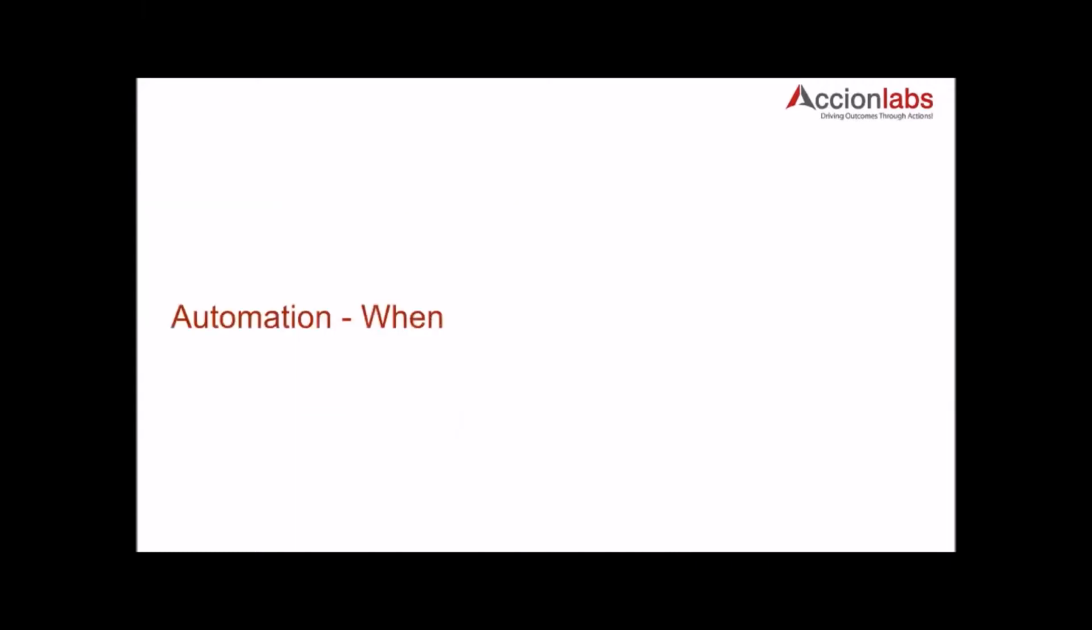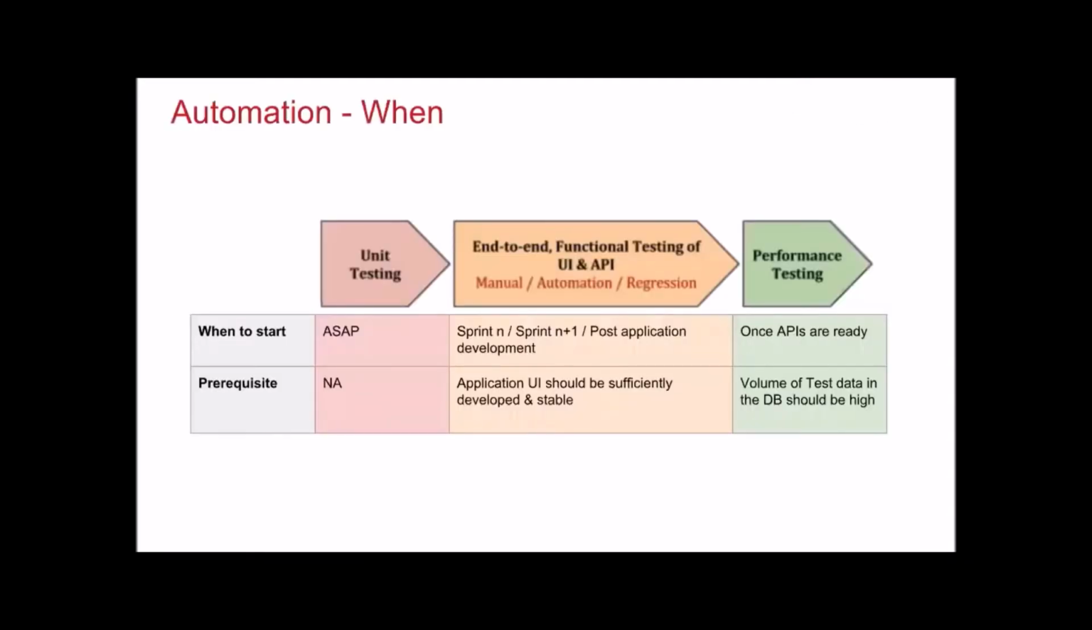Okay, so next comes the when aspect. When do we really automate? Here are the three stages of testing. We have unit testing, end-to-end testing, and performance testing. Unit testing is done at the time of development. End-to-end testing can be done really at any time. Then we have performance testing, which is typically done when the application is ready and stable, or the APIs are ready.